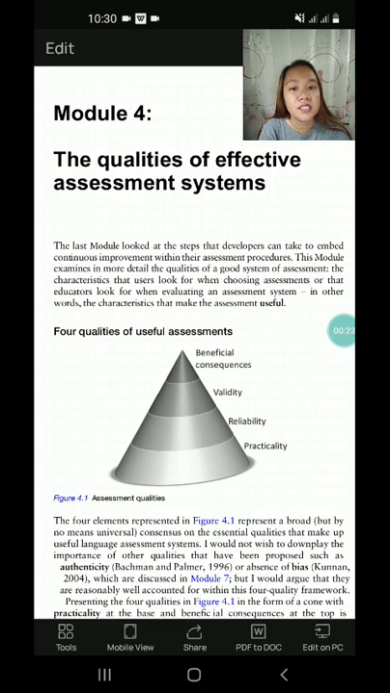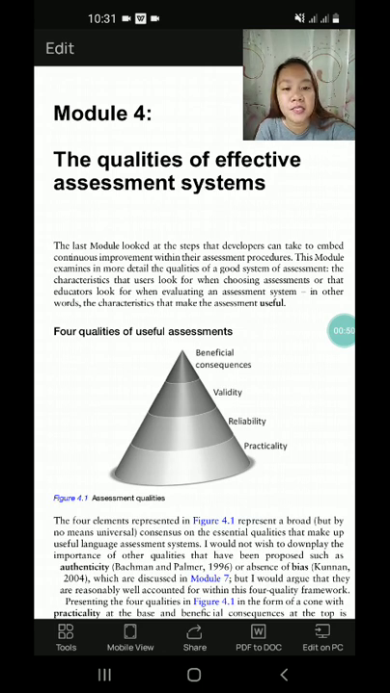The characteristics that educators look for when evaluating an assessment system. In other words, the characteristics that make the assessment useful. The four qualities of useful assessments: beneficial consequences, validity, reliability, practicality.